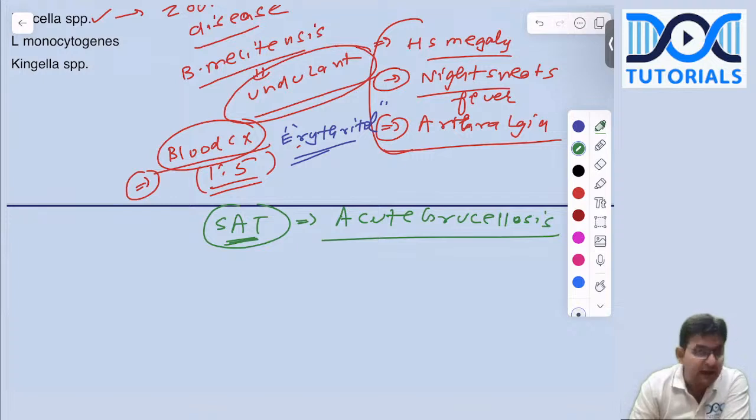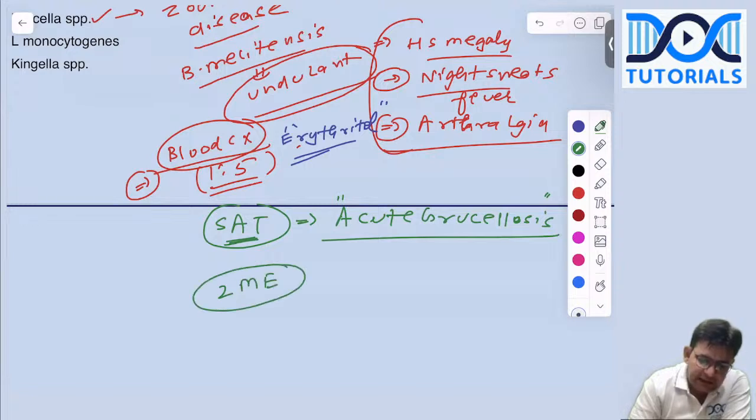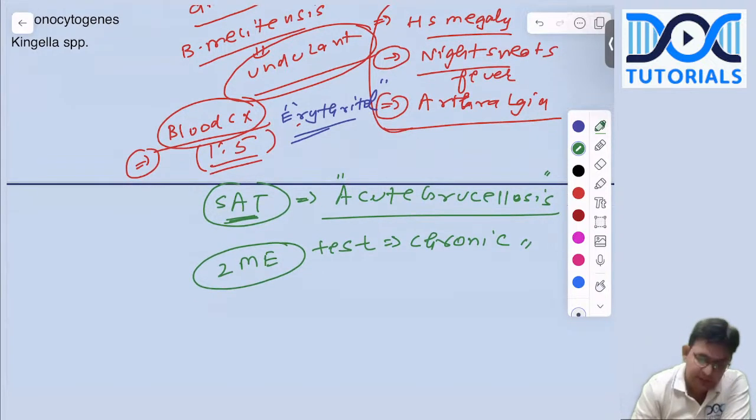SAT, the standard agglutination test, is a serological test which is termed the best serological test for acute brucellosis. But very few students know that the 2ME test is also there. And this is for chronic brucellosis. Which one? 2ME. And what is 2ME?